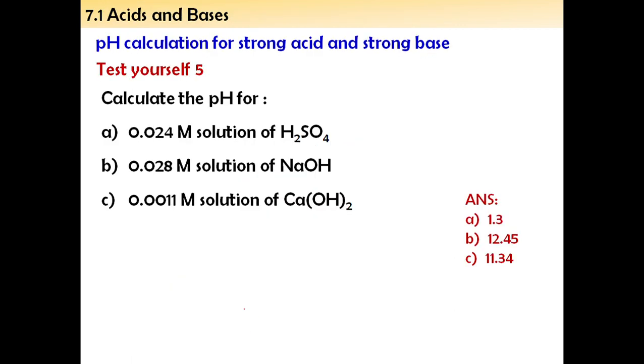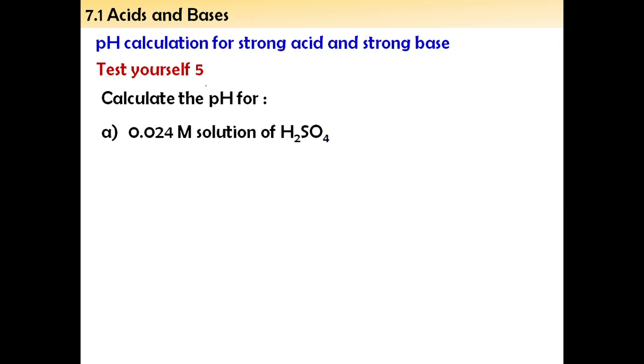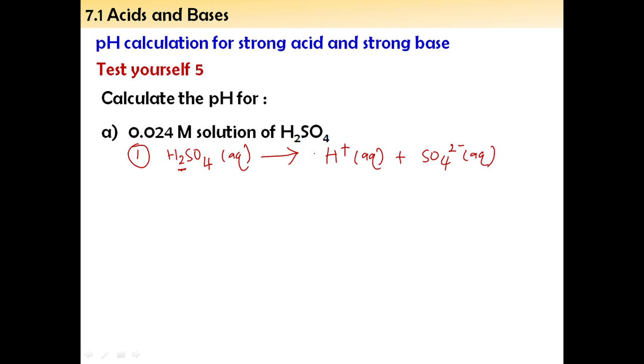So kita teruskan dengan test yourself 5. Saya akan explain sikit. Okay, so untuk A, okay, ingat kita akan start dengan apa? Equation mesti ada fasa kan? So H2SO4 adalah aqueous. Okay, 100% dissociate sebab dia strong. Okay, dia acid ke base? Jadi semua orang kenal lah sulfuric acid. Jadi dia acid lah. So kalau dia acid, dia akan hasilkan yang ni. Dia akan tercerai menjadi H+. Okay, aqueous tambah SO4. Dia ada dua ni. Jadi ni adalah 2 minus aqueous. Dan you have to balance. H ada dua. Jadi kena letak dua lah dekat depan ni.